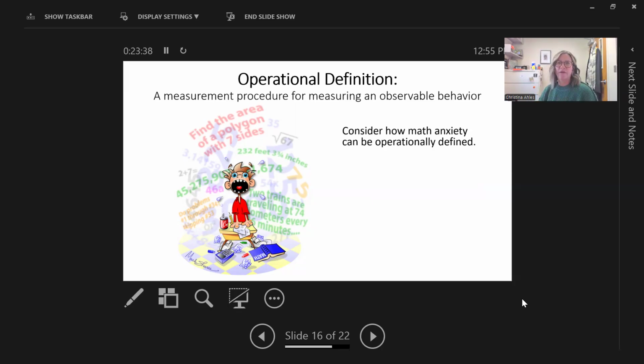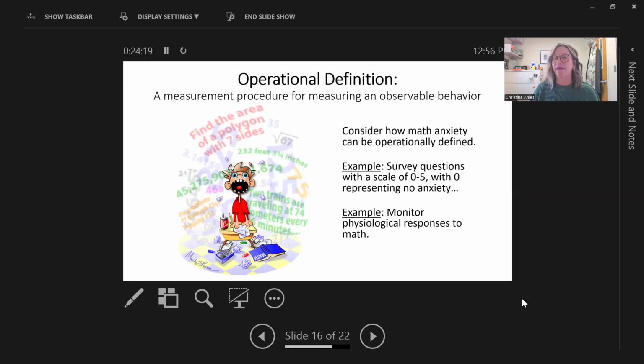So think about how math anxiety could be operationally defined. I could just ask you, do you experience math anxiety? Yes or no? It's easy. For the word yes, that could be provided a number one, and no could be provided a zero. That's how I would quantify it. I could ask on a scale of 0 to 5, how much math anxiety do you experience? 0 meaning none, 5 being the most extreme math anxiety ever, and any number in between. So those are two different ways to operationally define math anxiety.